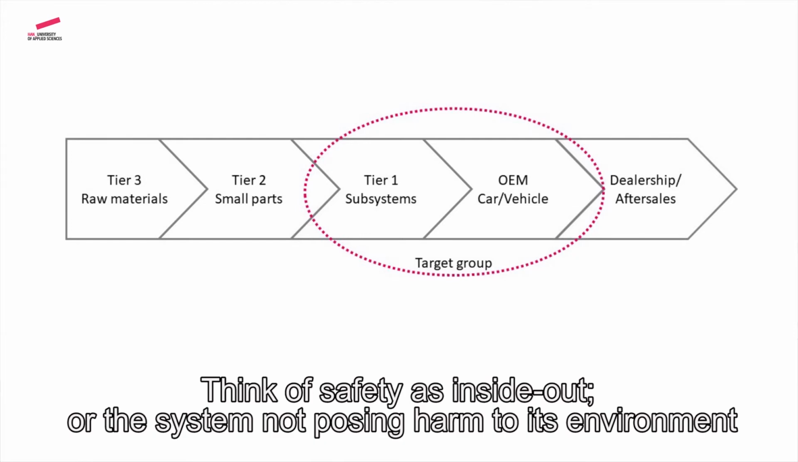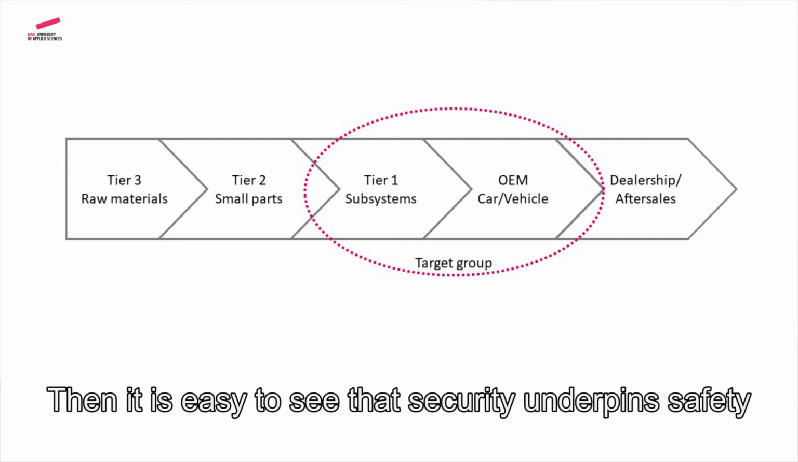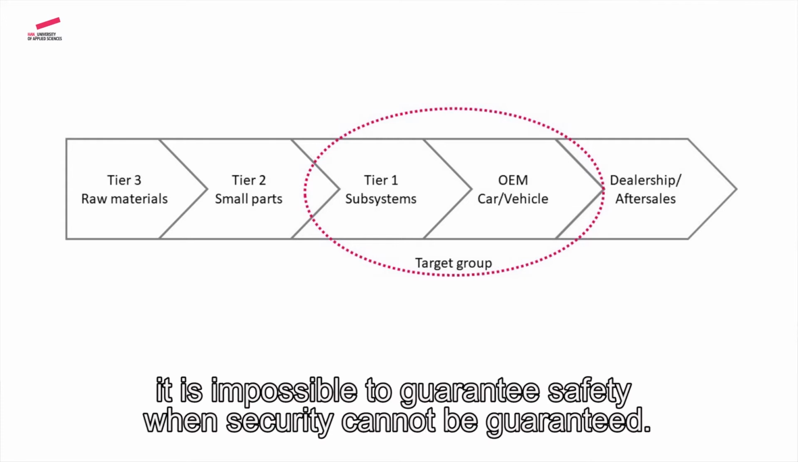Think of safety as inside out, or the system not posing harm to its environment. And security as outside in, or the environment not able to cause harm to the system. Then it is easy to see that security underpins safety. It is impossible to guarantee safety when security cannot be guaranteed.